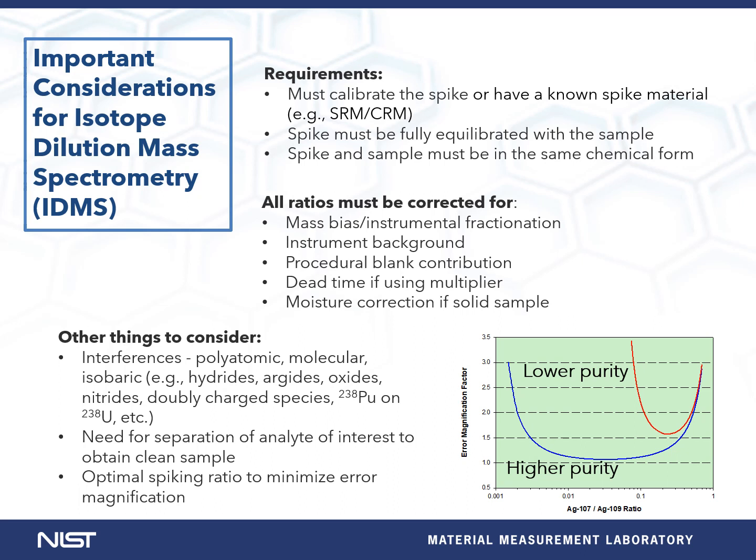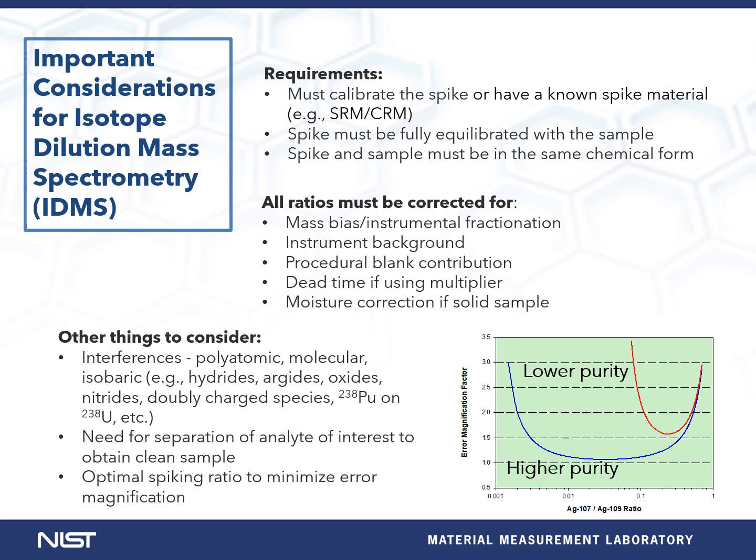there are also several requirements that must be fulfilled, corrections applied, as well as other parameters that should be considered. Similar to isotope dilution alpha spectrometry, the spike material being used must be calibrated or have a known amount of analyte, such as associated with reference materials and certified reference materials. The spike must be fully equilibrated with the sample, and the spike and the sample must be in the same chemical form to facilitate equilibration. Additionally, for isotope dilution mass spectrometry, all ratios must be corrected for mass bias or instrumental fractionation, instrument background, procedural blank, and possibly dead time if using multiplier type detectors such as those used with the Thermo Fisher Element 2, and moisture content if measuring solid samples.